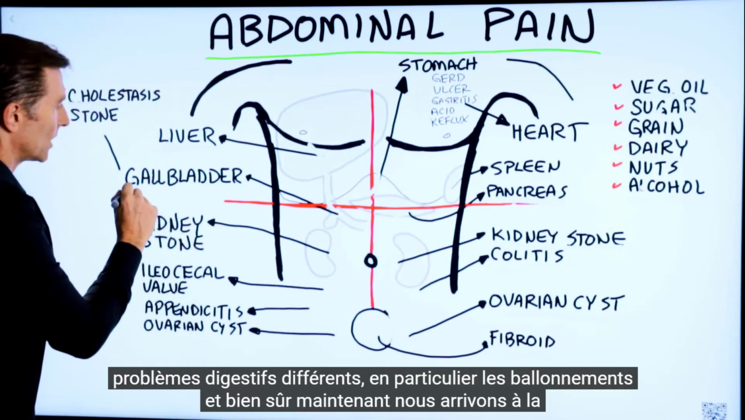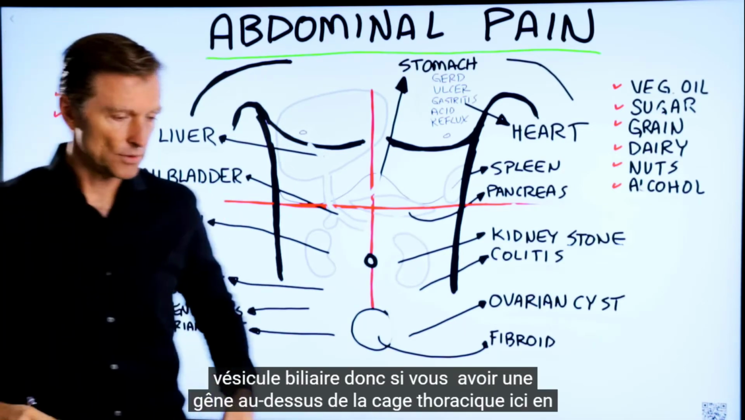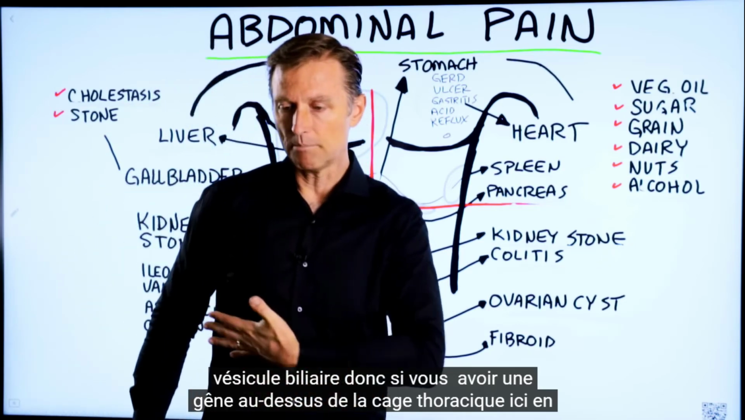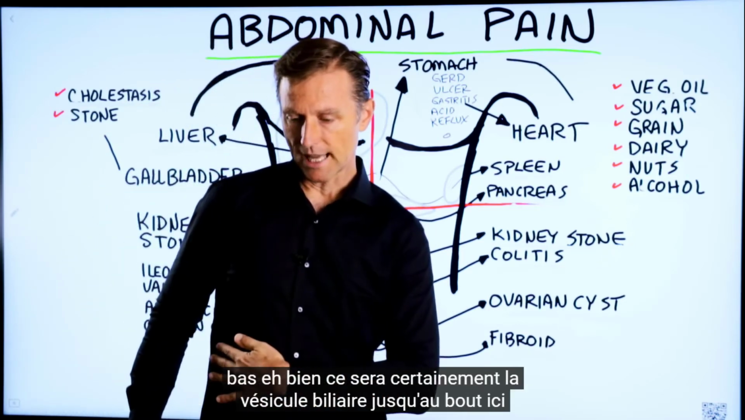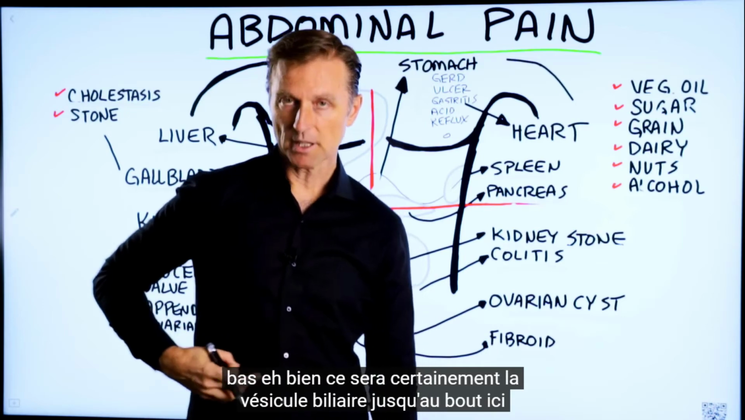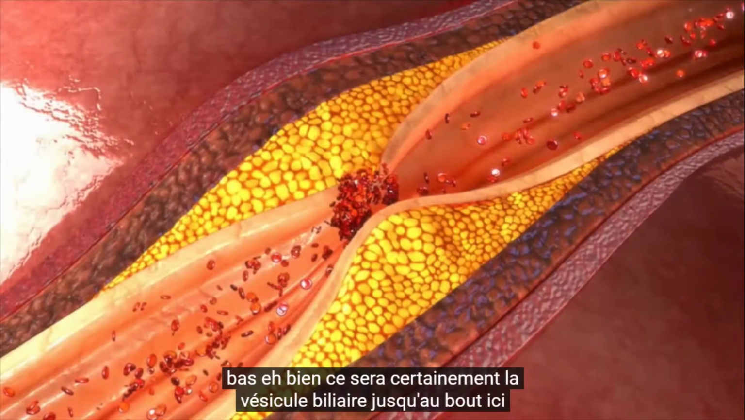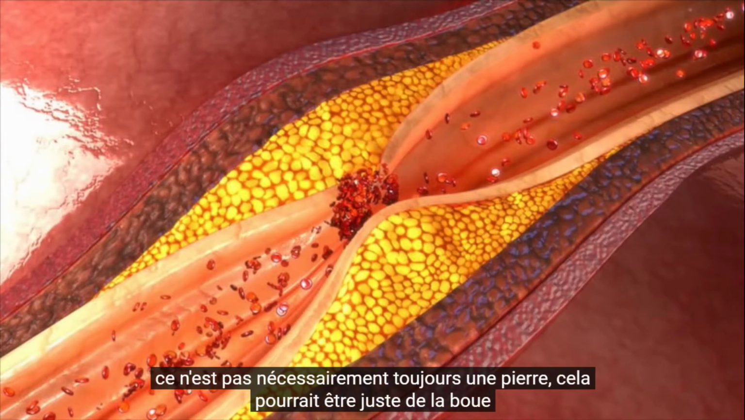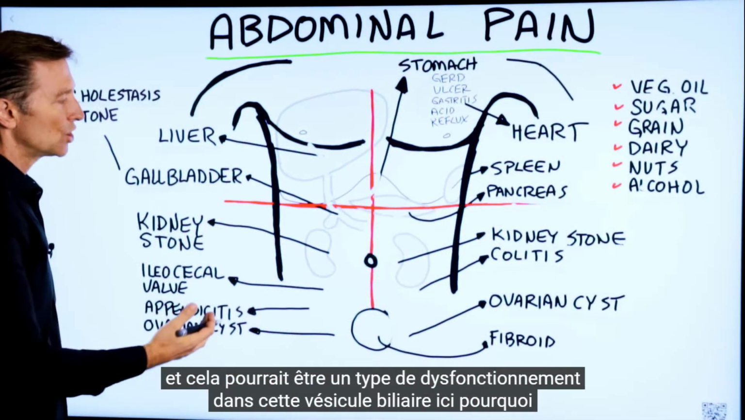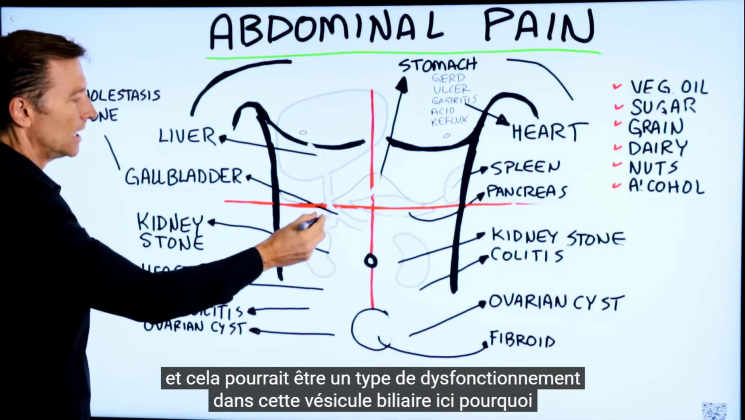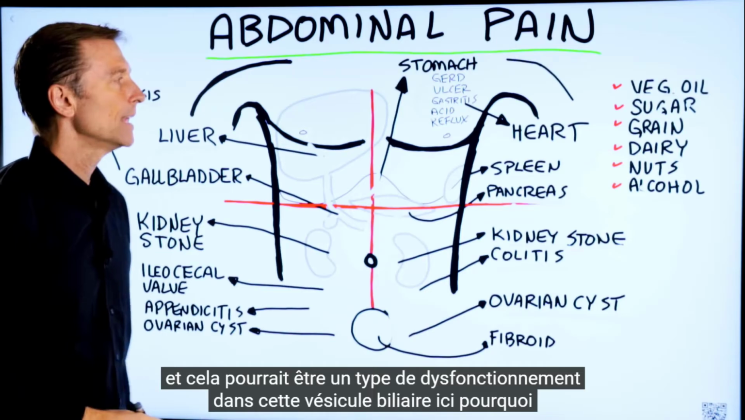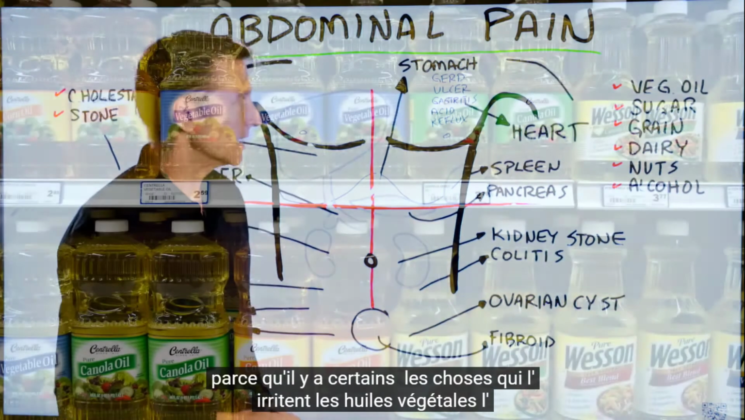And of course, now we get to the gallbladder. So if you have discomfort above the rib cage right here, down here, this is definitely going to be gallbladder right through in here. It's not necessarily always a stone. It could be just sludge, and it could be some type of dysfunction in this gallbladder right here. Why? Because there's certain things irritating it.